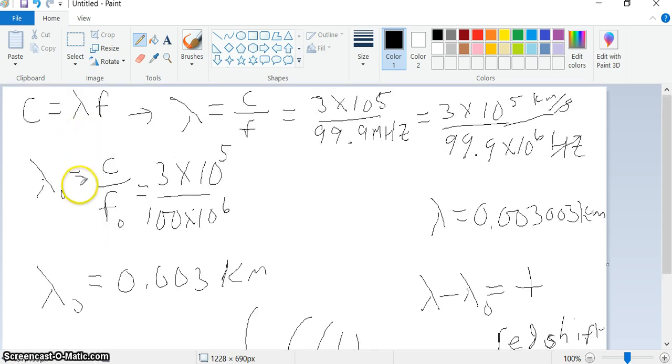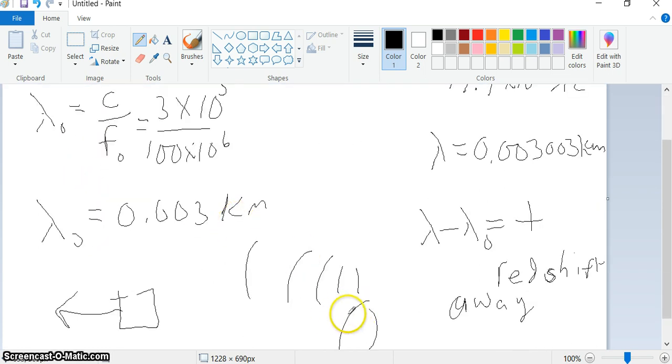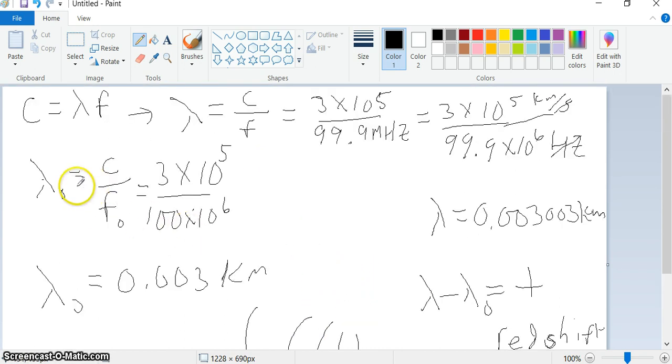Well, what about lambda naught? Lambda naught is the rest wavelength. This would be if you were on the Earth and there was an antenna broadcasting at 100 megahertz, what would that wavelength be? It would be the speed of light, 3 times 10 to the 5th kilometers per second, divided by 100 times 10 to the 6th hertz. Again, hertz and 1 over seconds are the same thing, so they cancel. That gives us a resting wavelength of 0.003.